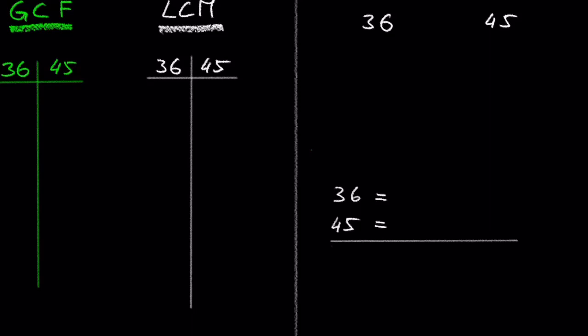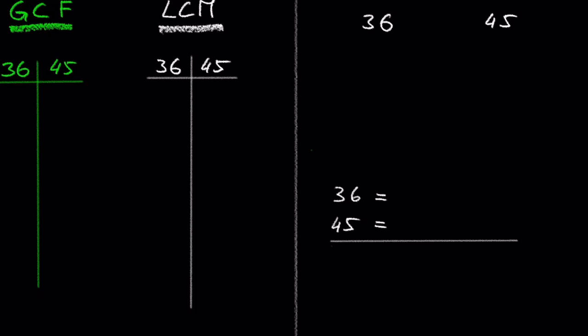In this video, we're going to compare the greatest common factor and the least common multiple of two numbers. We're going to do that by using the list method and the prime factorization method. Let's say we want to find the greatest common factor and the least common multiple of the numbers 36 and 45 with the listing method.